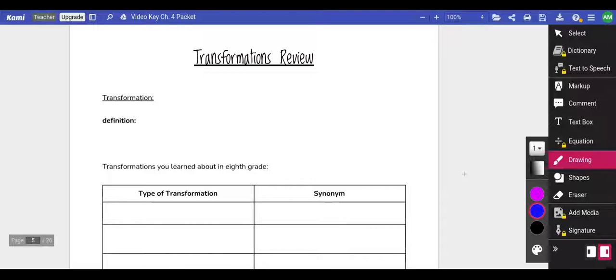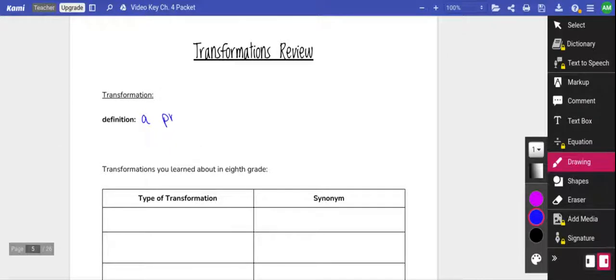We're going to talk about transformations and a review of transformations. So first off, what is a transformation? You talked about the word transformation in 8th grade to start. And a transformation is really just any process that changes the position of a shape or figure.